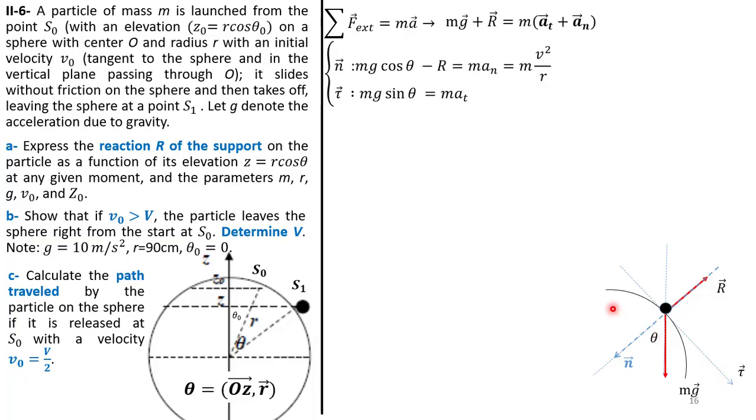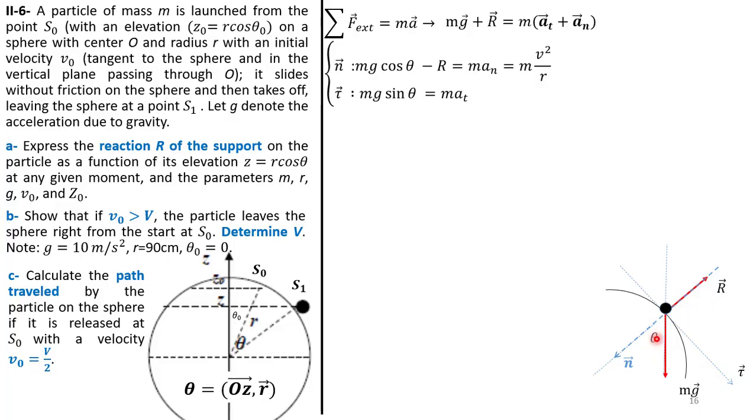So the projection of mg on the normal unit vector will give us plus mg cosine theta. And the projection of R on the normal unit vector will give us minus R. And this is equal to m an because we projected the acceleration on the normal unit vector. And we know the expression of an. An is equal to v squared over r.